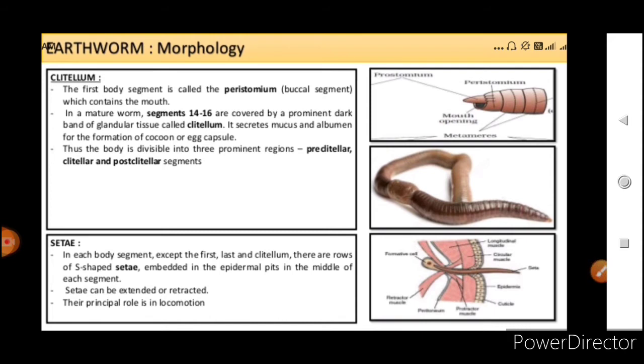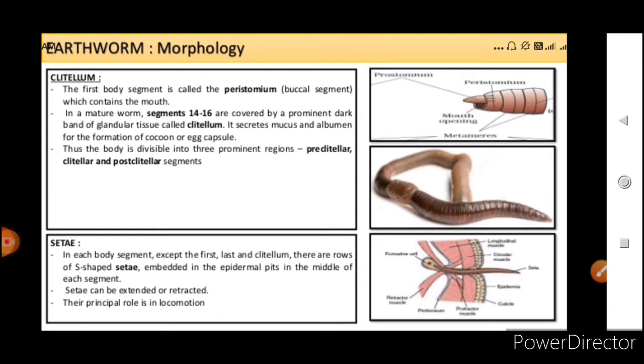The first body segment is called the peristomium. The prostomium was present on the upper side, that is the buccal segment which contains the mouth. In a mature worm, segments 14 to 16, this you all have to remember, are covered by a prominent dark band of glandular tissue, which is called the clitellum. It secretes mucus and albumin for the formation of the cocoon or egg capsule.